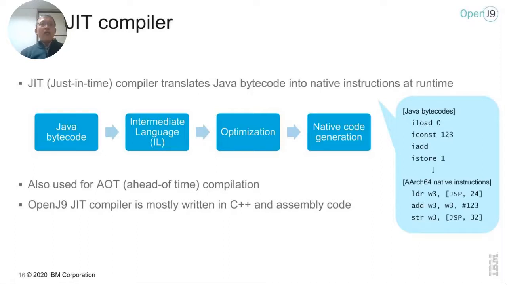In OpenJ9, the JIT compiler is also used for ahead of time compilation. AOT stores the compiled code in OpenJ9's shared class cache so that the compiled code is reused. The JIT compiler in OpenJ9 is written in C and C++ and assembly code.